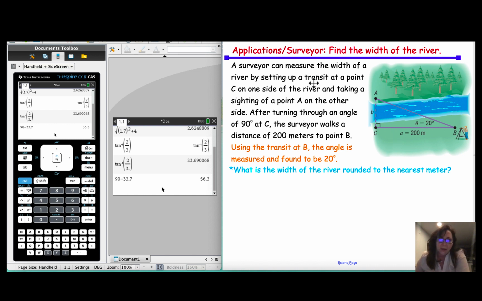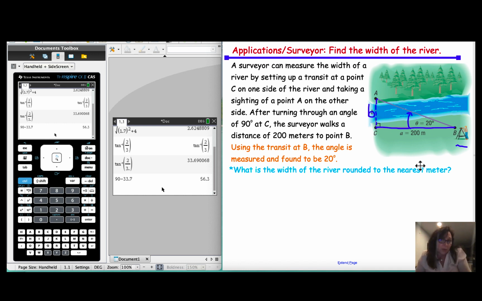And so this person here is in the corner, and they have their transit, that's what they call this thing. And so they do sightings, and this person is sighting on the other side, trying to find this length, which is B, which is right here, okay? They sighted a point A, and when they did that, they had this angle of elevation, which was an angle of 20 degrees. They also measured this length to point C, and that was 200 meters. So all we have to do is find this length.